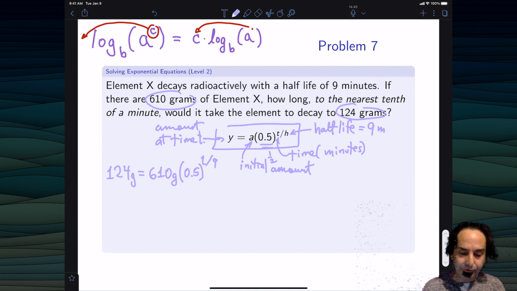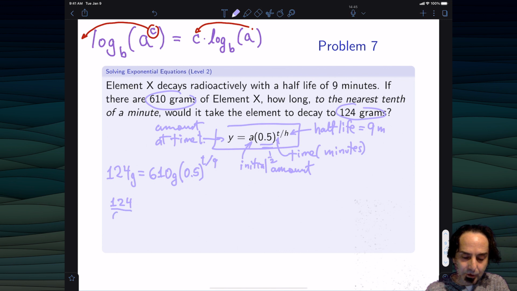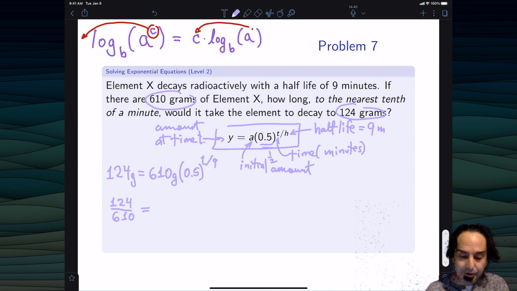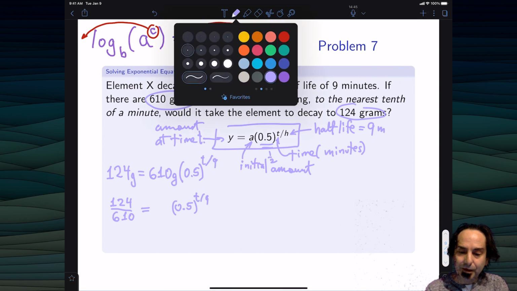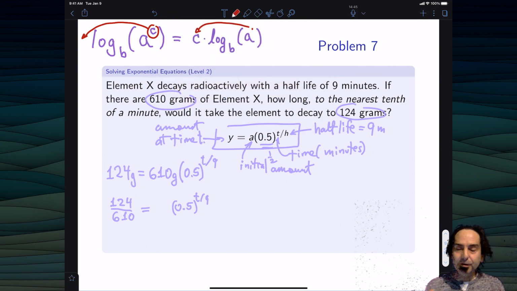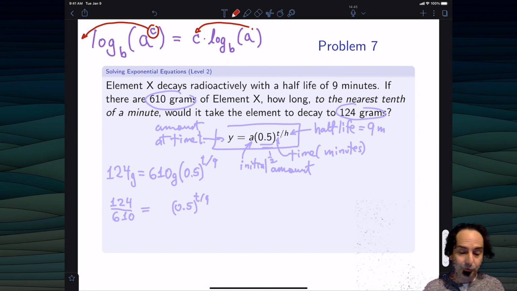So the first thing is, I want to put it into a nicer form. Let's just divide by 610, and when I divide this, the units cancel. We actually have just a number there, and we're left with 0.5 to the t over 9. Now here's where some algebra comes in. The basic trick of algebra is to balance the equation, and if you have two things that are equal and you do the same things to them, then the new quantities will be equal.